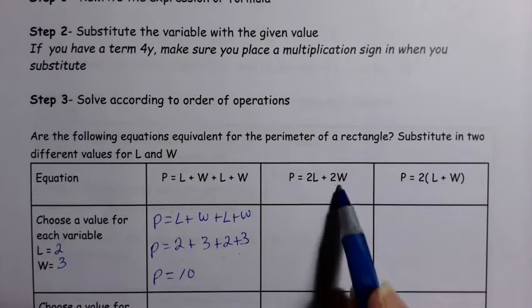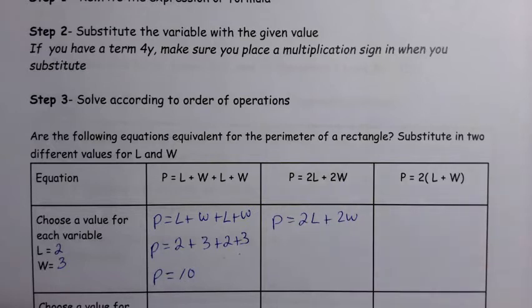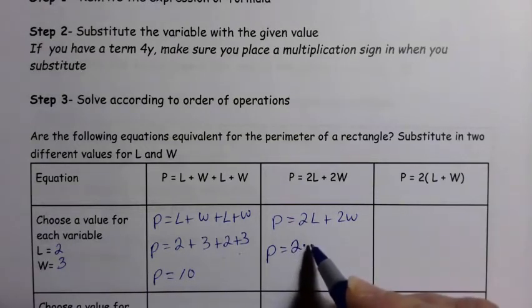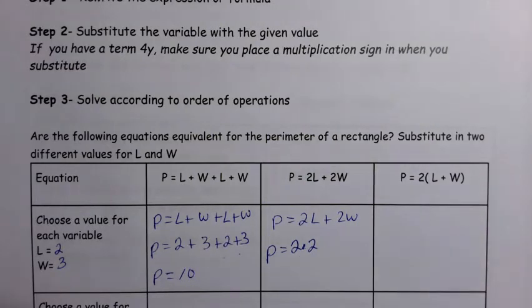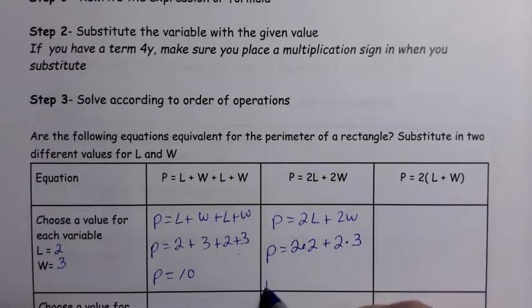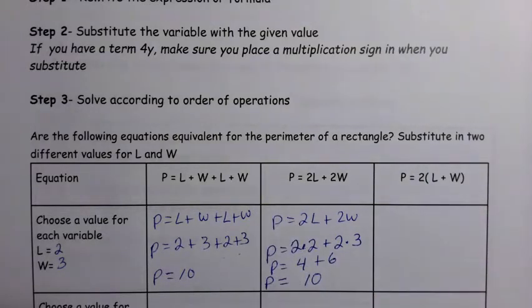Okay, now I'm going to substitute it into this equation, because again, my goal is to see, are these equations equivalent to each other? So 2L now becomes 2 times 2. Remember, I put my multiplication. You can put the X in. I like, when I'm dealing with variables, to use the dot, plus 2 times 3. So according to my order of operations, I'm going to do 2 times 2, which is 4, plus 2 times 3, which is 6. I add them together and I get 10. Notice I always keep putting the P's here because this side of the equation is already simplified.